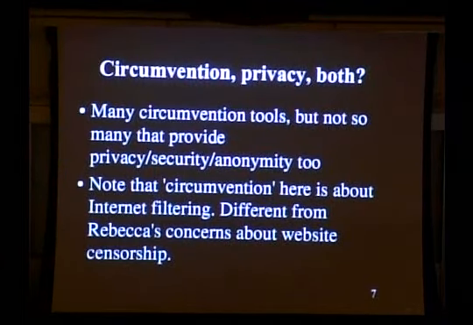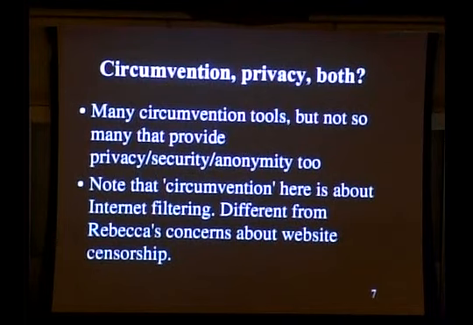So there are a lot of circumvention tools out there. There are a lot of tools that let you get to a website even if your local firewall doesn't let you do it. There aren't so many circumvention tools that also care about the privacy, the security, the anonymity angle. So I'm going to focus more on that for this talk, because without that security, I think you're really missing a key component to being able to communicate safely.